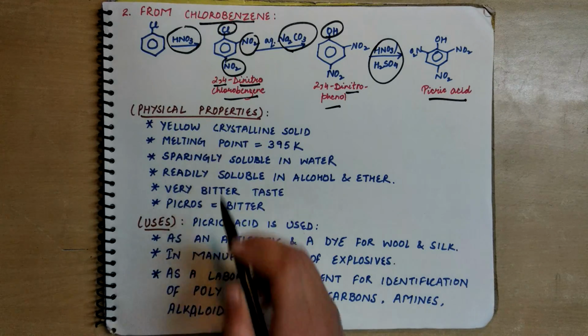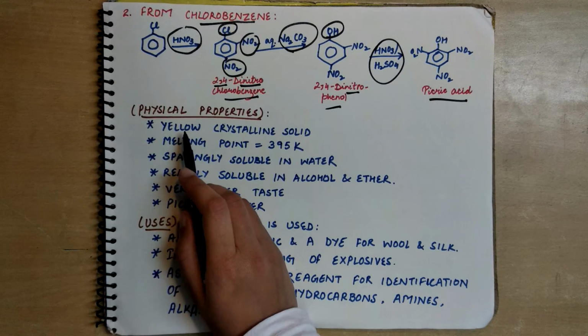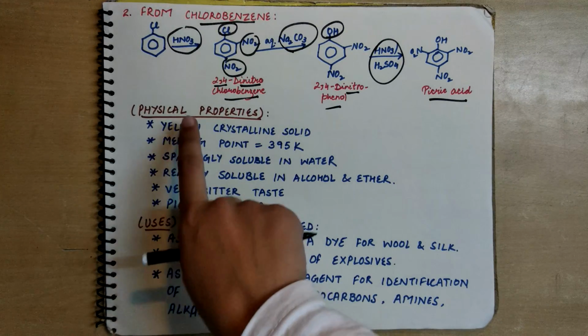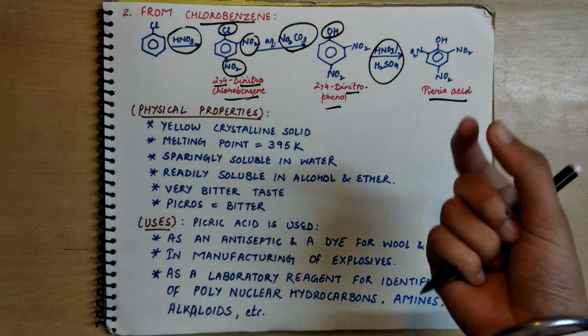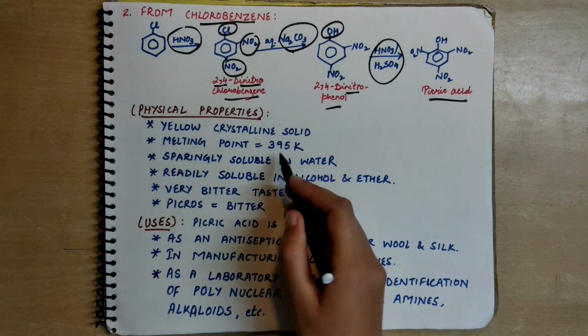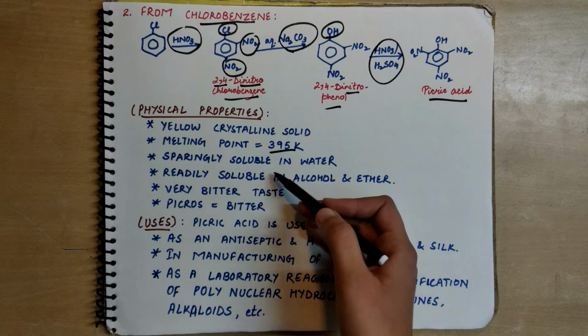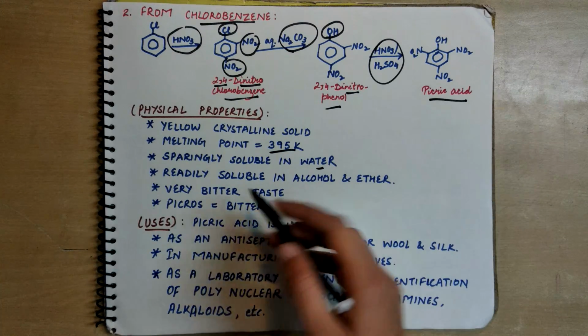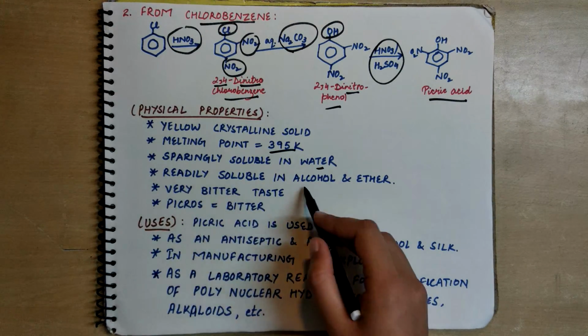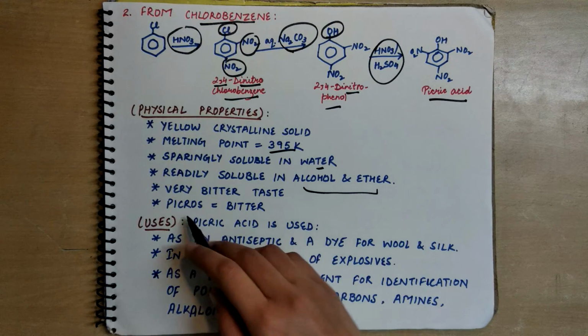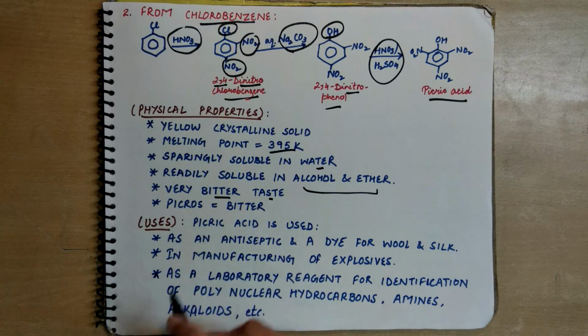Then we have physical properties. Picric acid is a yellow crystalline solid. Its melting point is 395 Kelvin. Picric acid is sparingly soluble in water, partially soluble in water, and it is readily soluble in alcohol and ether, because it is an organic compound, so like dissolves like. It has a very bitter taste.